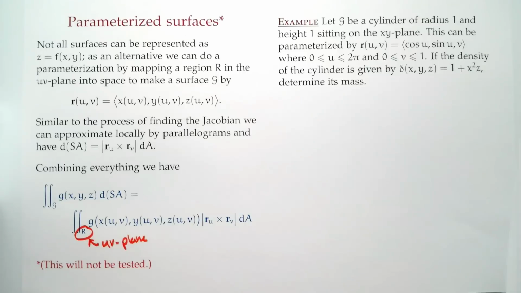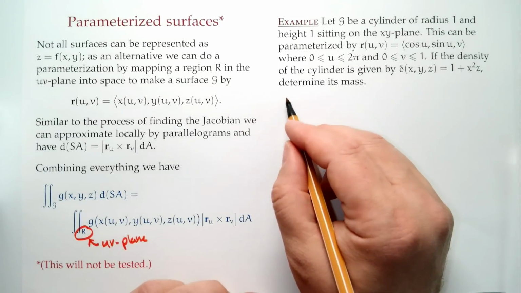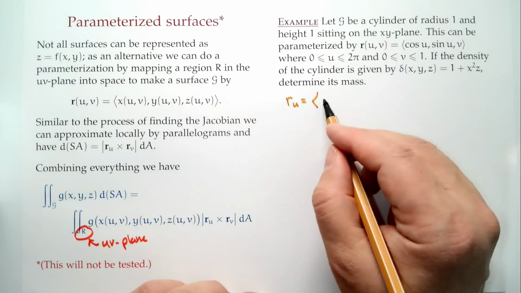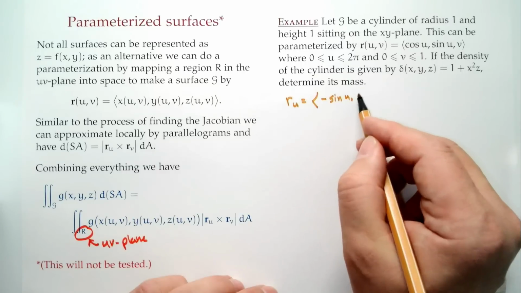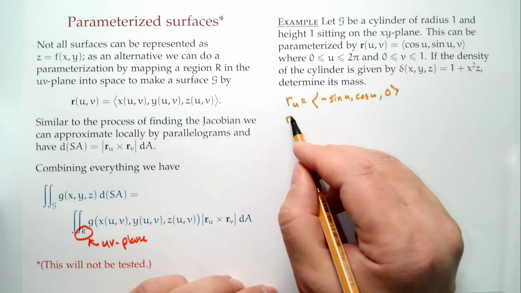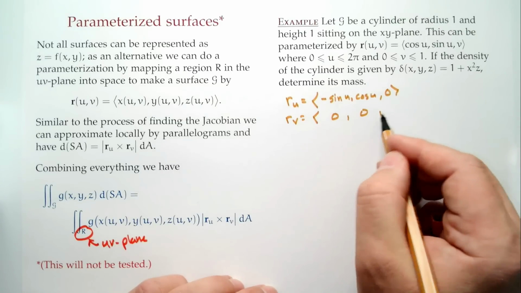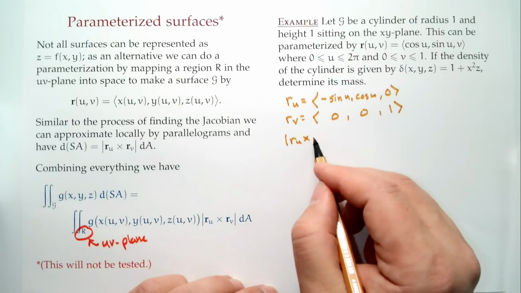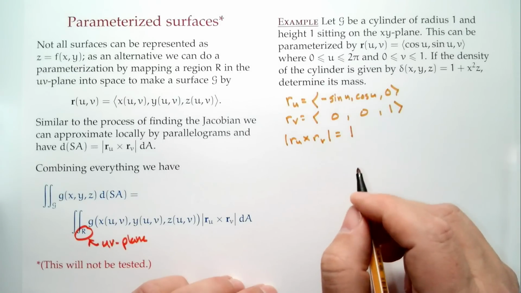Now, the way we do it is we set it up. So you have to know a few things. First off, you have to look at what is r sub u. And if you look at r sub u, you take the derivative with respect to u. That's minus sine u, cosine u, and 0. You have to look at r sub v, which is 0, 0, 1. And then you have to look at the magnitude of ru cross rv. And if you work it out, you'll see it turns out to be 1.